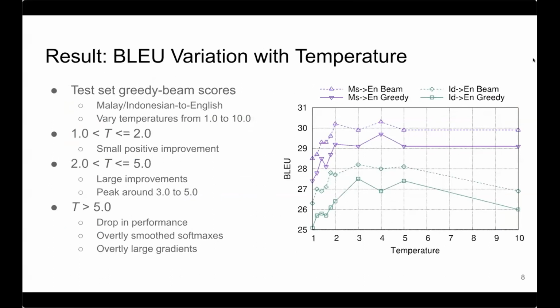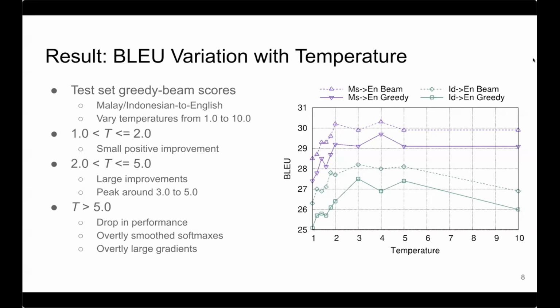We reported scores for Malaysian to English and Indonesian to English. We varied the temperatures from 1 to 10, as we have mentioned before. And what you can see is for temperature ranges between 1 and 2, there is a slight improvement in translation quality. However, for temperature ranges between 2 to 5, the best possible performance is observed, and the peak performance is observed around temperatures of 3 to 5.